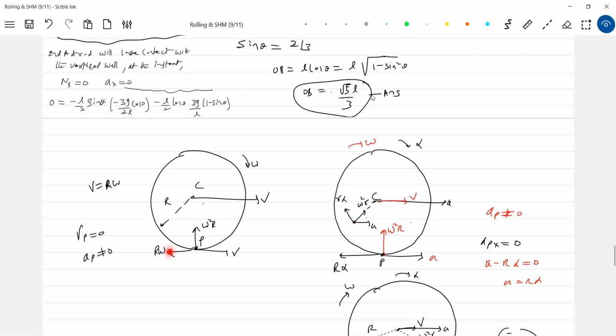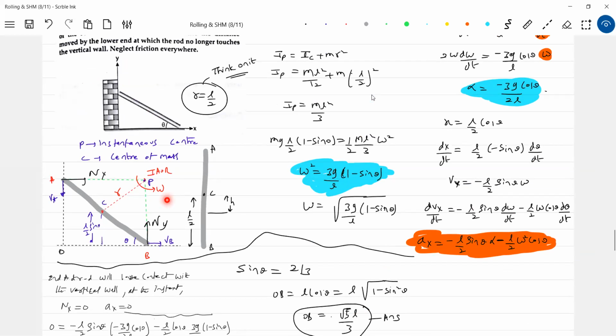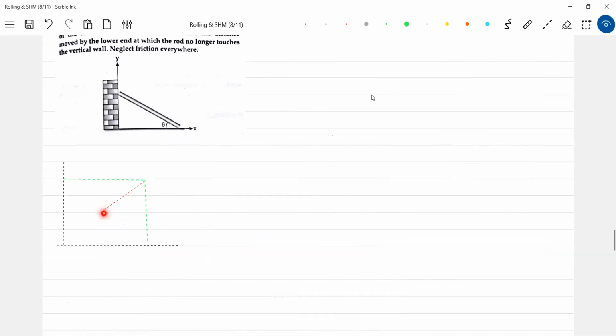There are two frames. You stand on the ground: all bodies are rotating about the center of mass, and the center of mass is moving horizontally. If you come and stand at point P, then all points on the rigid body will rotate about the instant center. A similar idea should come here also. If you stand here, you see only rotatory motion. If you stand here, you see both translational as well as rotatory motion for the center of mass.